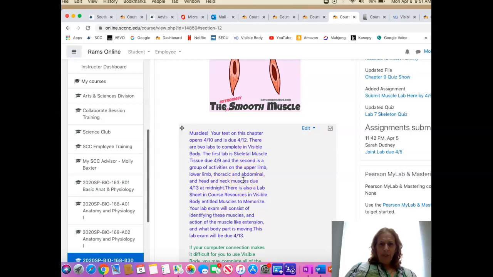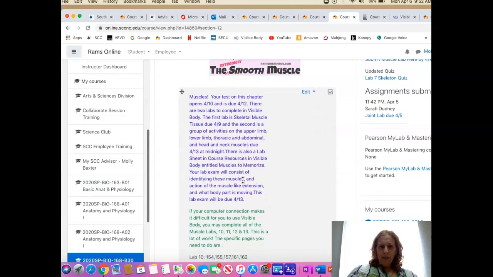There's also a lab sheet in course resources that has all of the muscles that you need to memorize. Your lab exam, not really exam, quiz will consist of identifying these muscles, the action of the muscle like extension, and what body part is moving. And this lab quiz will be due the 13th.